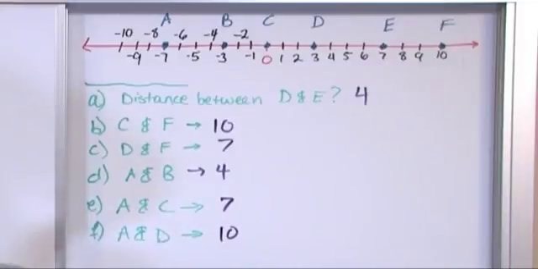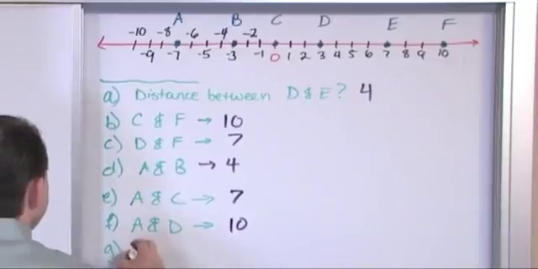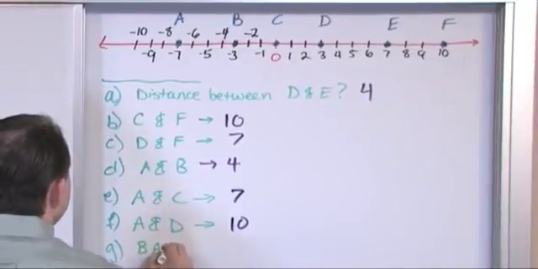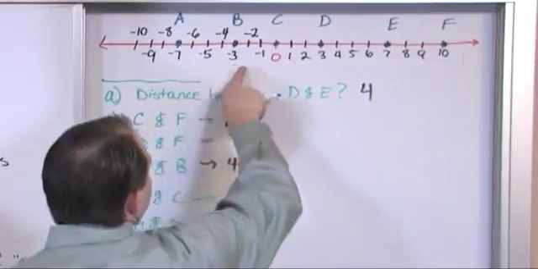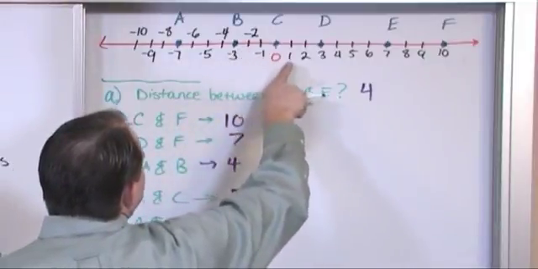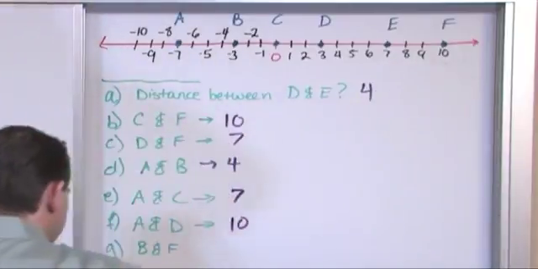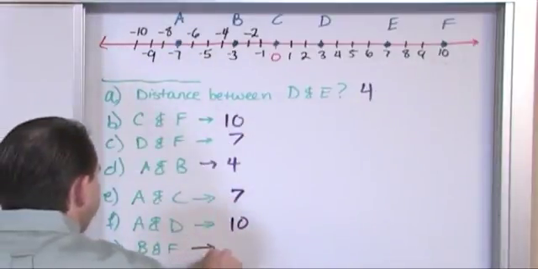And one final problem, B and F. Let's look between B and F. So we start with B, we're going all the way to F, starting with B. 1, 2, 3, 4, 5, 6, 7, 8, 9, 10, 11, 12, 13. So that's 13 units away.